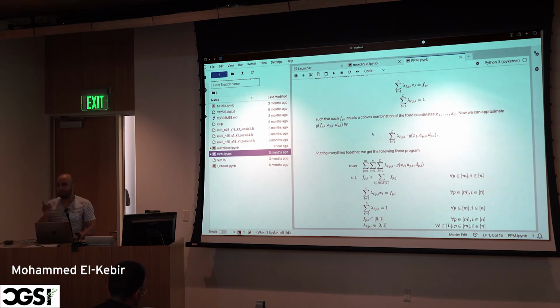For the experts in the room, the reason why this works is because we're maximizing and we're looking at a binomial, which is from the exponential family. So it's log concave, and we can exploit that here.